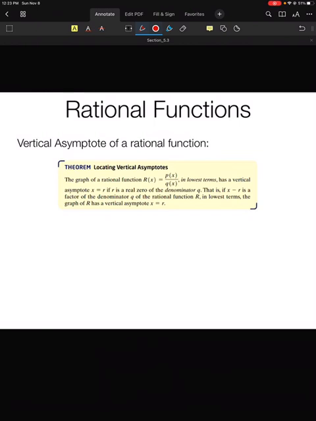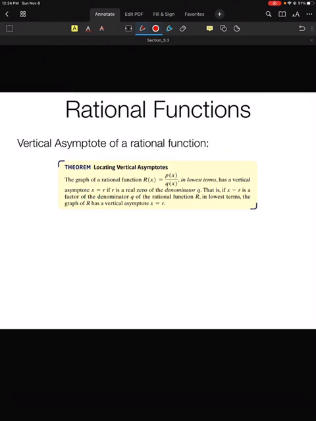It says the graph of a rational function, they call that rational function R, which is equal to p of x over q of x, where both p and q are polynomials, in lowest terms has a vertical asymptote at x equals r if r is a real zero of the denominator q. That is, if x minus r is a factor of the denominator of the rational function, in lowest terms, the graph of R has a vertical asymptote at x equals r.